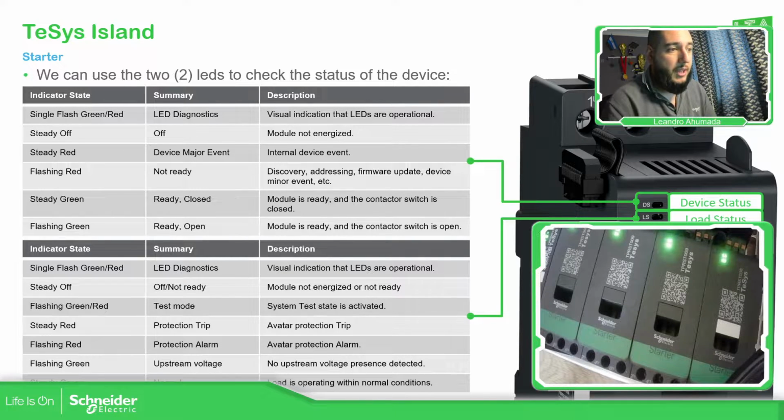For example, in my case, it's flashing green, so the contactor is open. The internal part is open. Flashing green for upstream voltage means no upstream voltage, and it's okay because I don't have anything upstream. So here we can identify what's going on.